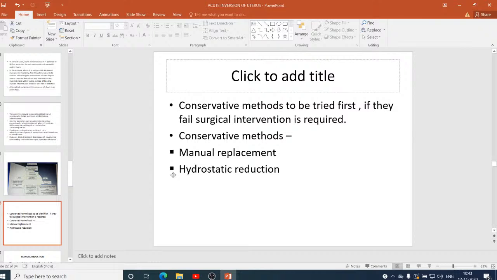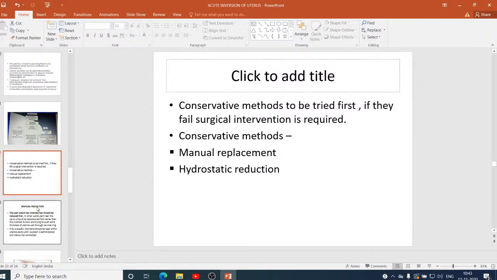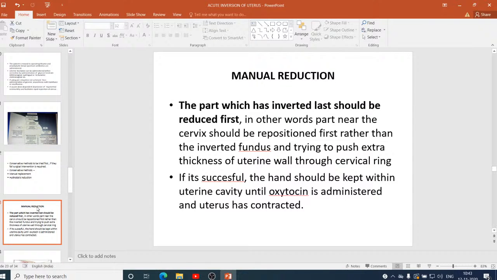Initially, conservative methods should be tried. If they fail, then only are we going to go ahead with surgical intervention. The conservative methods are manual replacement of the uterus and hydrostatic reduction. Coming to the manual reduction.